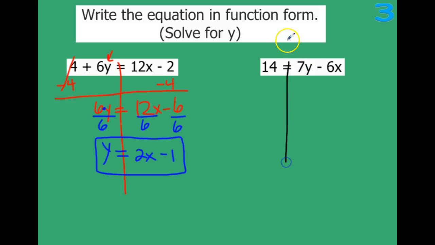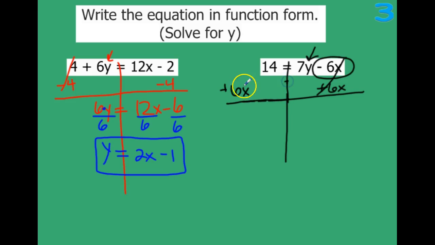Alright, last one like this. Leave y where it is. Let's move this negative 6x by adding 6x. Now I should have put this to the side a little bit, because we can't combine the 14 with the 6x. We're going to have to write them separately. And we have 7y. Oops, that looks like an x.